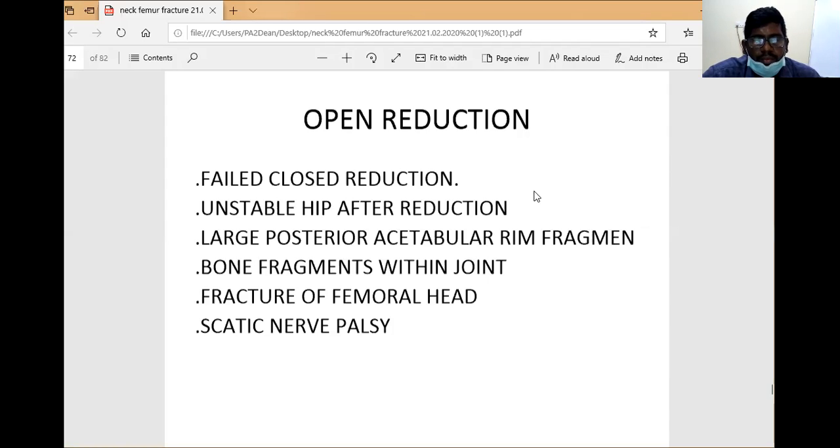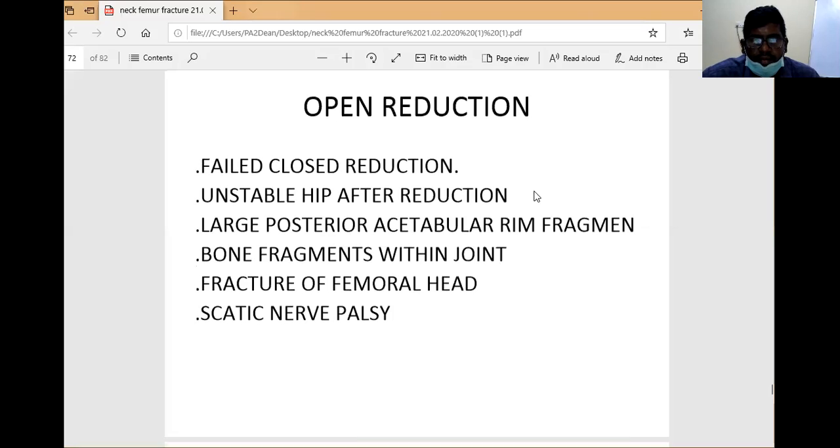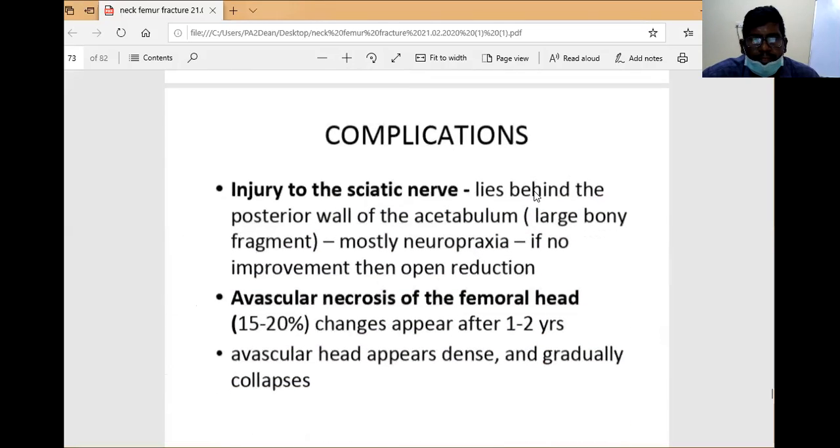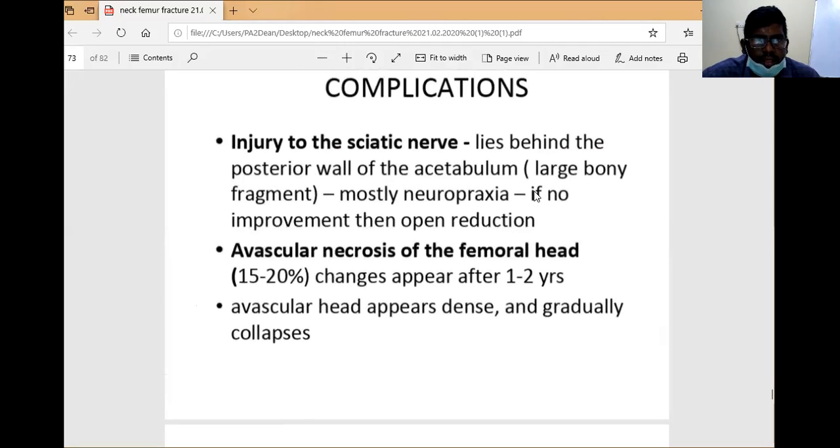And if there are any bone fragments within the joint after reduction, radiographs and a CT scan can be done. If you note any bone fragments within the joint, you open the hip. Also for any fracture of the femoral head, and if there is any sciatic nerve palsy, open reduction can be done. So the complications are injury to the sciatic nerve. These are mostly neuropraxia, and they will improve after a few months. If there is no improvement, you can do an open reduction.